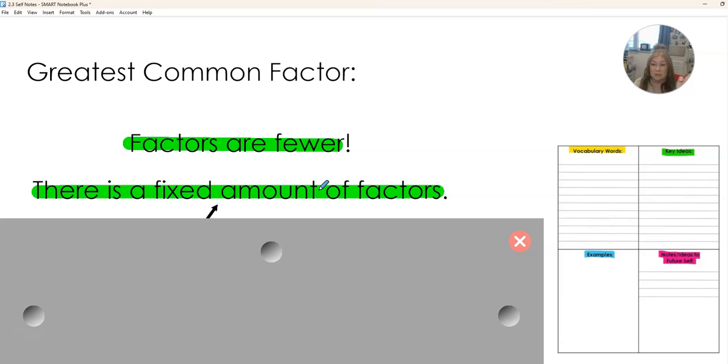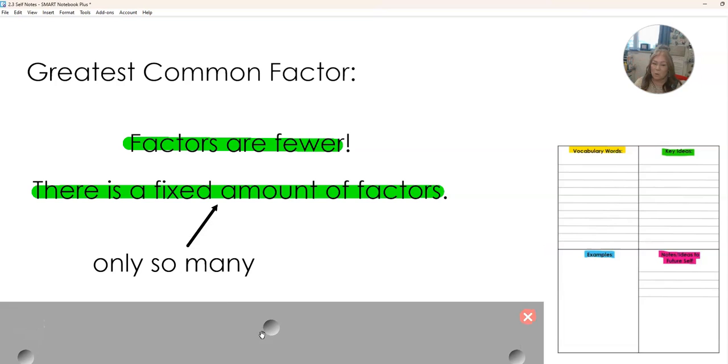So unlike the multiples that we could go on forever and keep multiplying, there is only so many factors a number can have. There are only so many things that can be a factor of a number. So make sure you have that key information, right? Factors are fewer. Multiples are more. Factors are fewer.